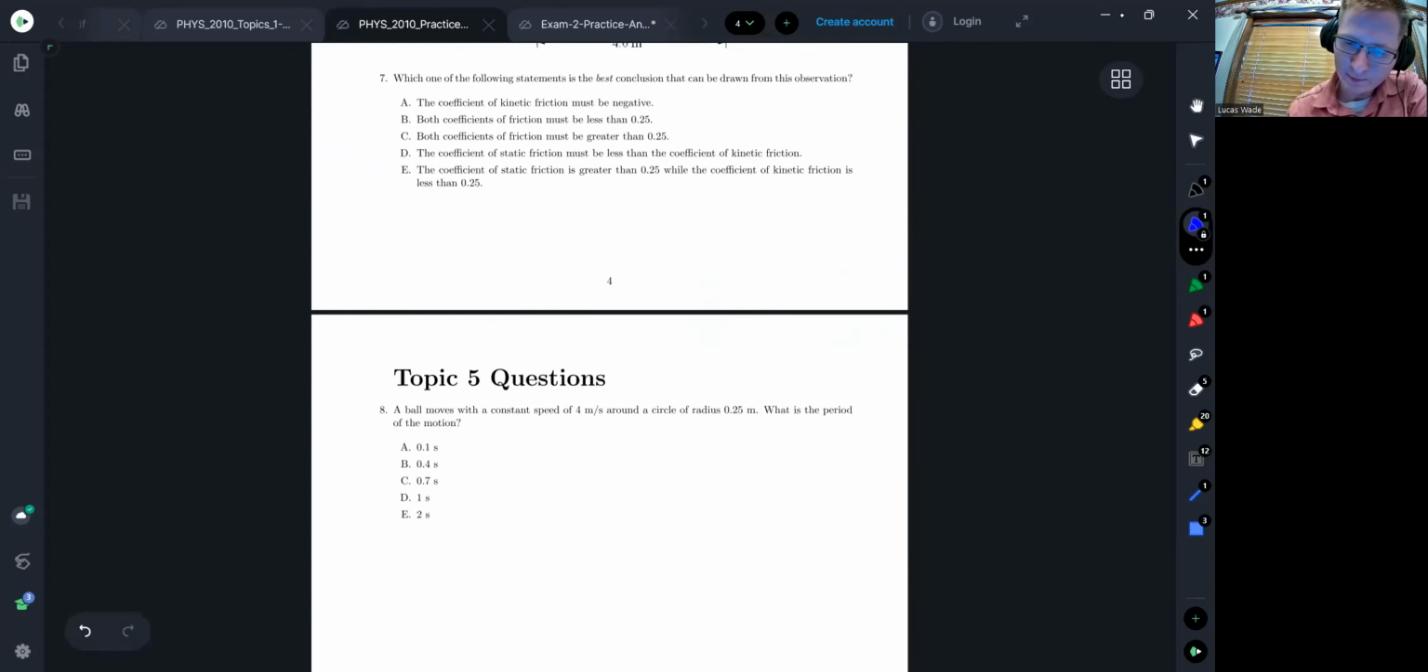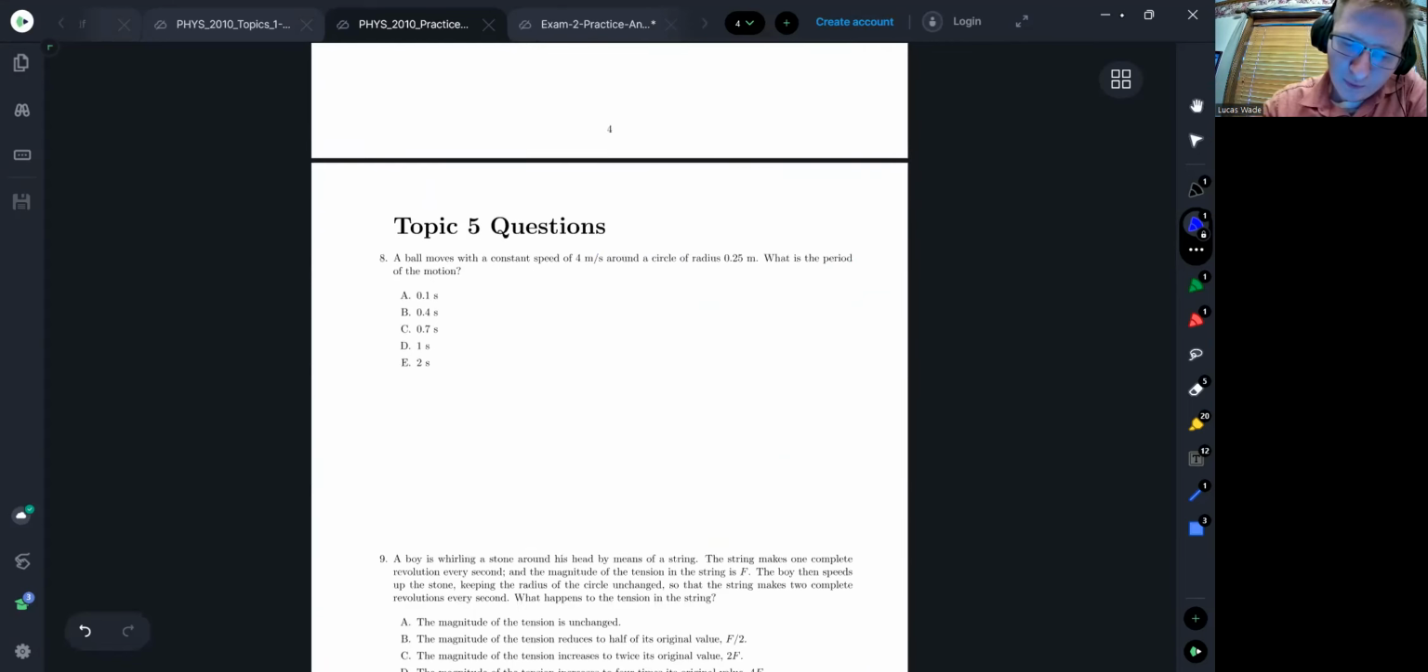Okay, number 8. All right, Kendra, you could do this one. What do we have? What are we given? What are we trying to find? Okay, yep, we are trying to find the period of the motion, the time it takes for 1 complete revolution. Yep. And we can use whatever symbols we want for these. The reason I usually write that's T is because that's what we've used in class.